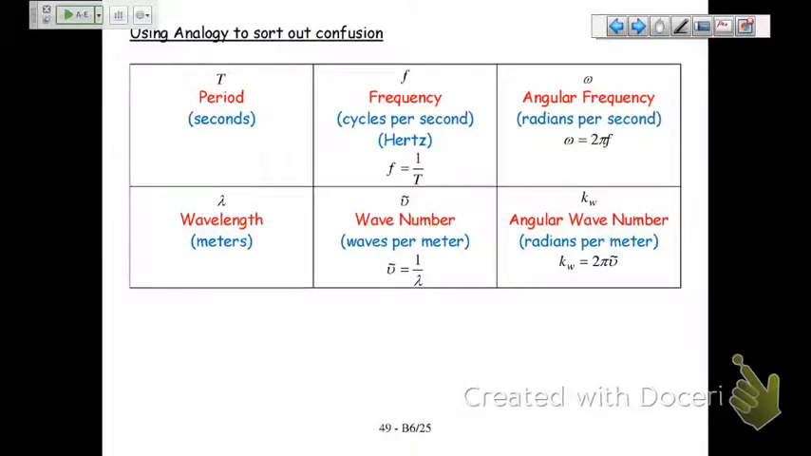So analogies are really important. A period is like a wavelength, and a frequency is like a wave number, and angular frequency is like an angular wave number. And notice what I did there. K, little w. Hey, if it works, use it. Don't get them confused. Easy points if you don't get them confused.